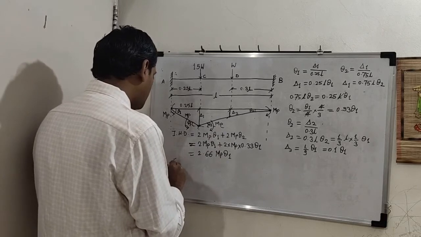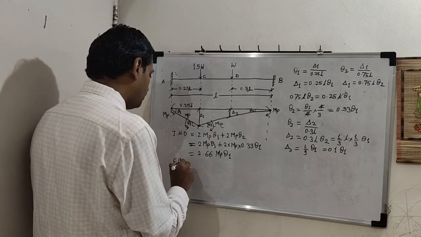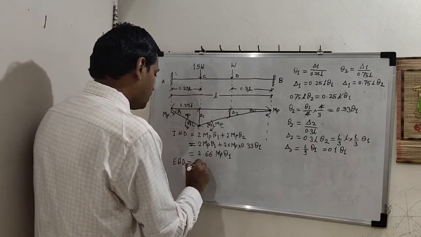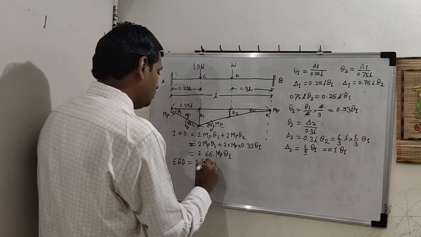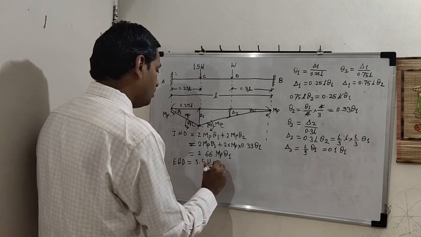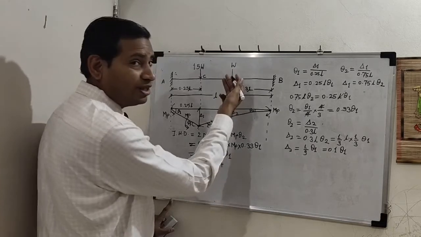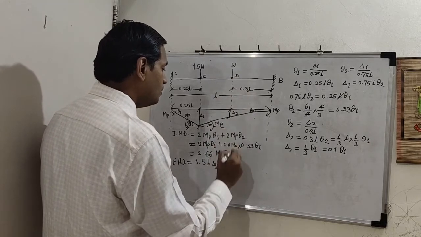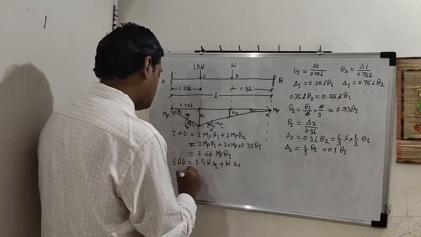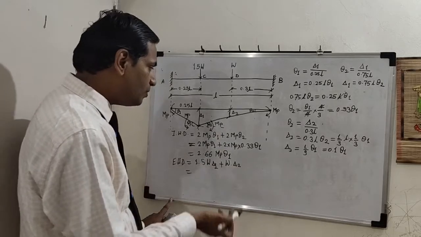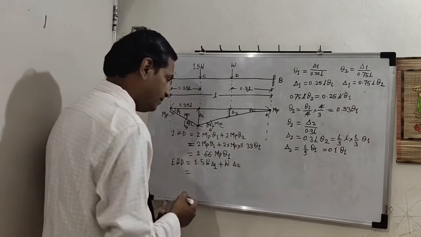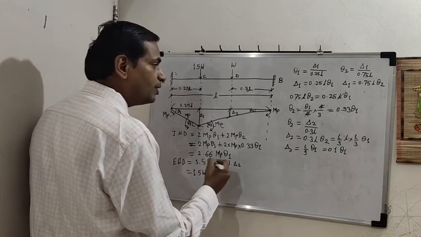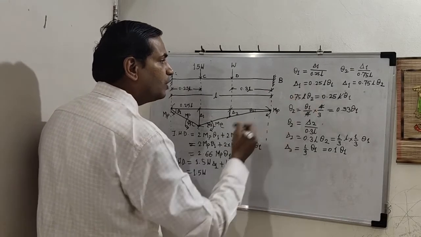Now external work done. External work done is 1.5 W into delta 1 plus there is another external load. Do not forget this. W into delta 2. Substitute the values, everything in terms of theta 1. Okay. So 1.5 W into what is delta 1?